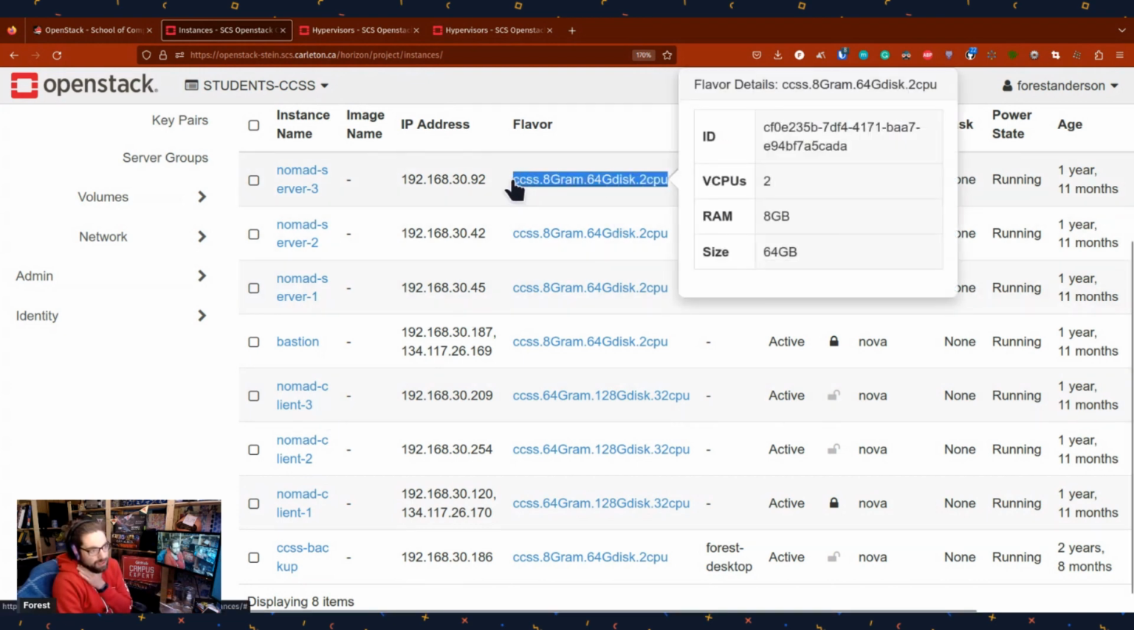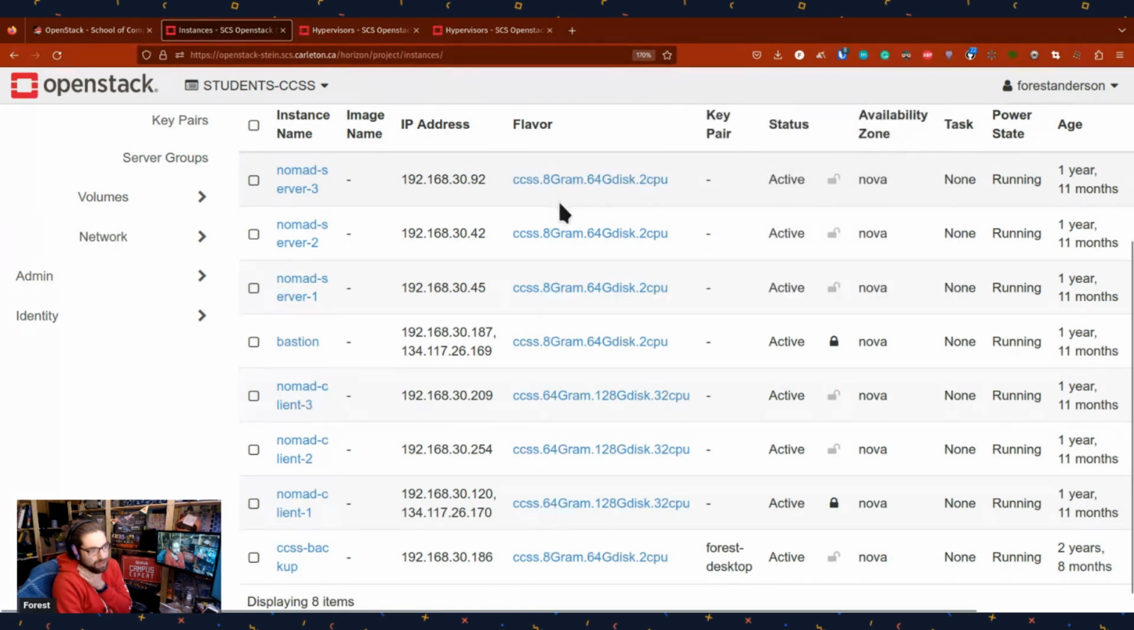All right, so right here, we can see the flavors. We have some that are 8 gigabytes of RAM, 64 gigabytes of disk, 2 virtual CPUs. And then on the other hand, we see some that are 64 gigabytes of RAM, 128 gigabytes of disk, 32 virtual CPUs. And so these are obviously quite a lot larger, quite a lot more powerful.